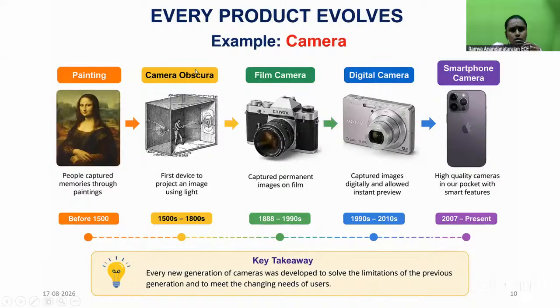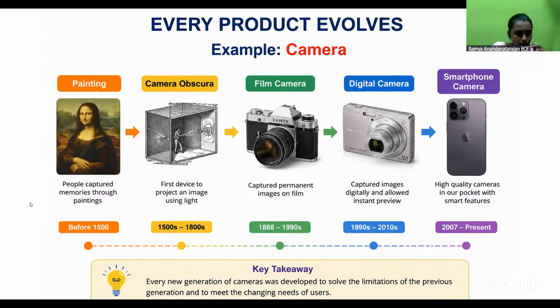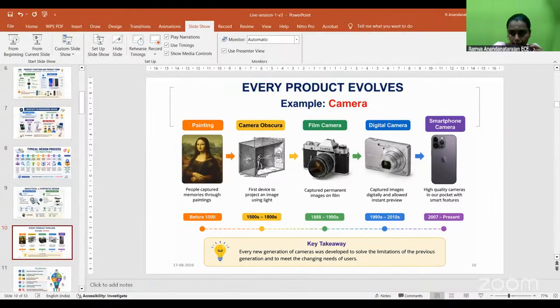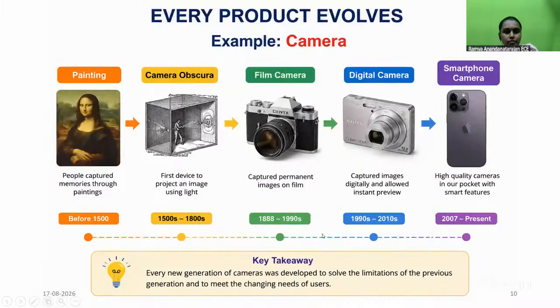So what is this image? Can you just look at it and understand what it is saying here? So this slide shows the evolution of camera. Initially, before 1500s, people used to capture their memories through paintings. We did not have cameras, so an artist used to spend a lot of time and draw the picture.